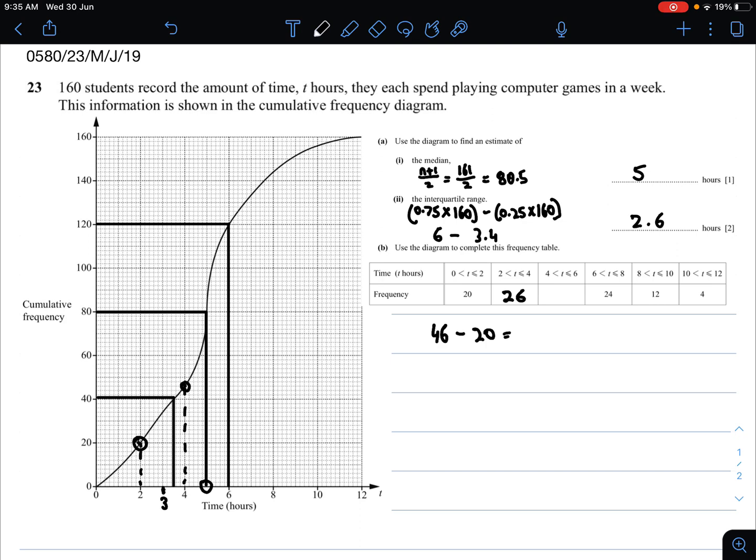Now let's move to the 4 hours to 6 hours. So 4 hours, as we found, is 46, and 6 hours, as we connected earlier right here, is 120. So 120 minus 46, you will get your answer as 74. Therefore, 74 and 26 being our final answers for part B.